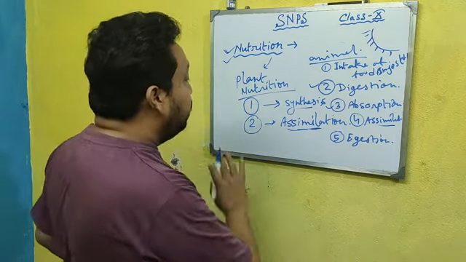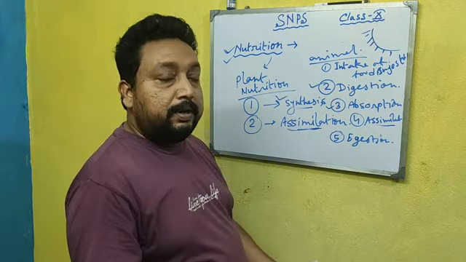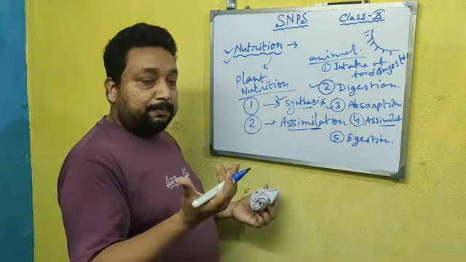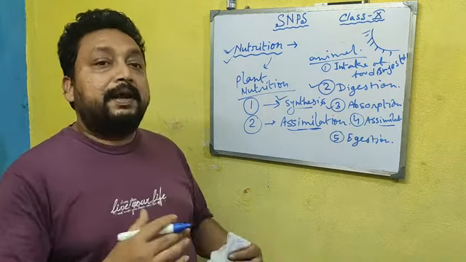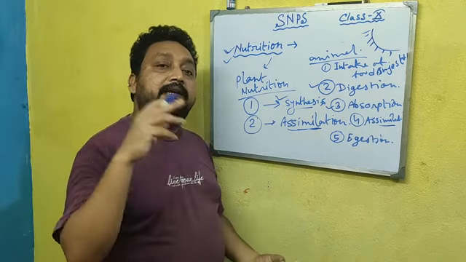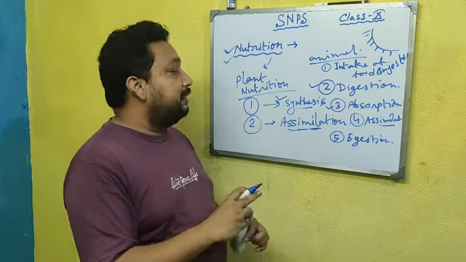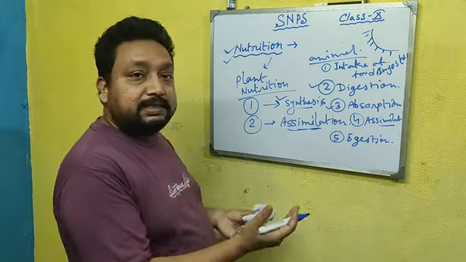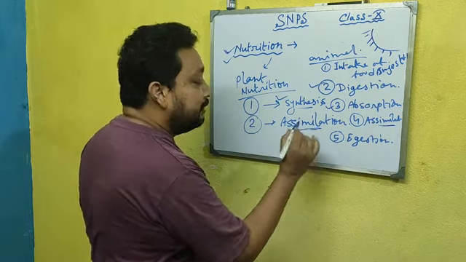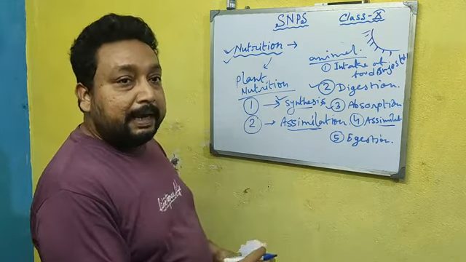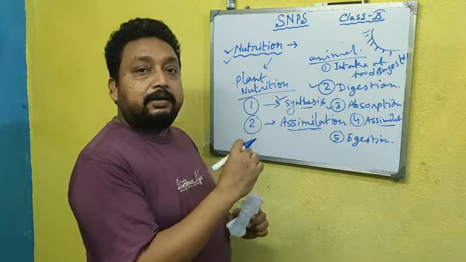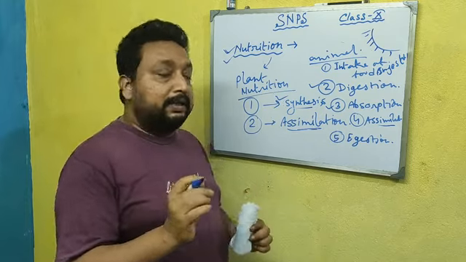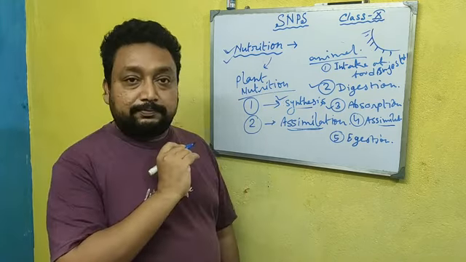So first of all, plant nutrition. Photosynthesis, what is photosynthesis? We already know from the last class that photosynthesis is the process by which plants prepare their own food with the help of carbon dioxide and sunlight in the presence of chlorophyll, and produce glucose. That is known as photosynthesis. And the next step is assimilation, which means the food prepared by the plant enters into the cell. Each and every cell present in a plant gets the food. That process is known as assimilation.